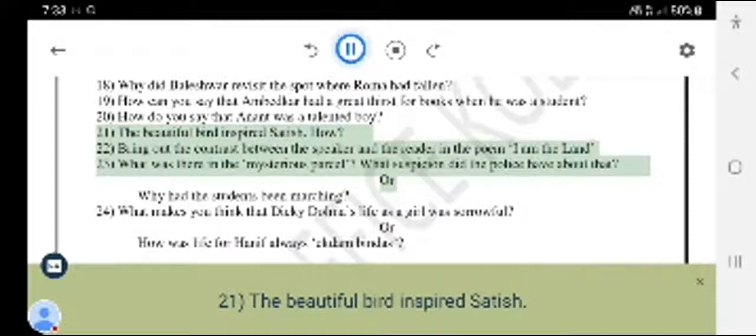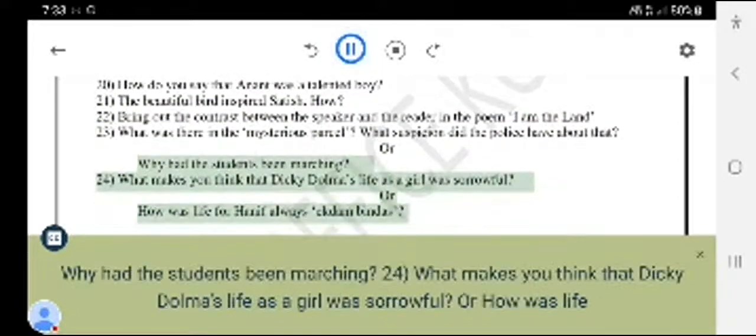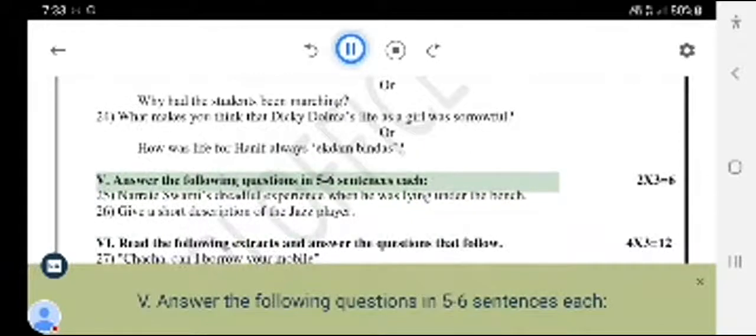I am the land. 23. What was there in the mysterious parcel? What suspicion did the police have about that? Or, why had the students been marching? 24. What makes you think that Dicky Dolma's life as a girl was sorrowful? Or how was life for Hanif always? V. Answer the following questions in 5 to 6 sentences each.